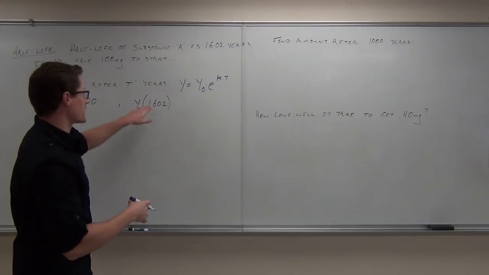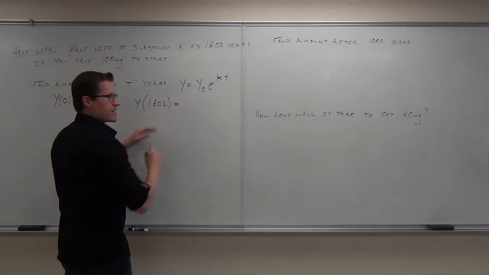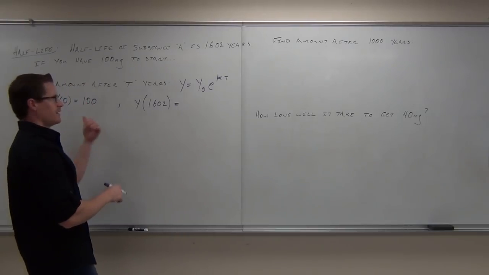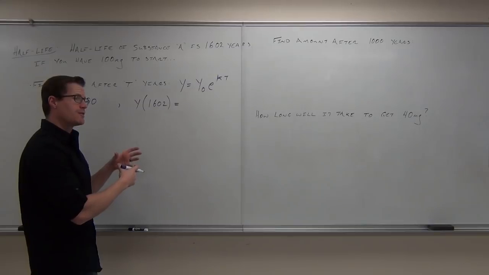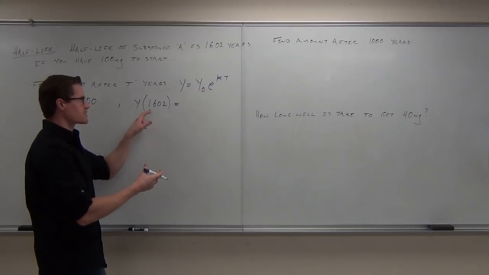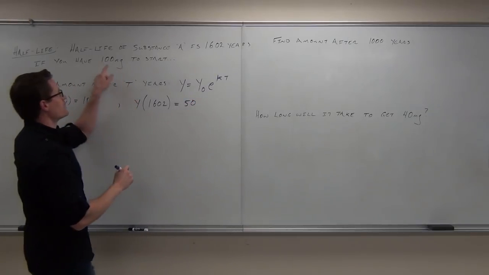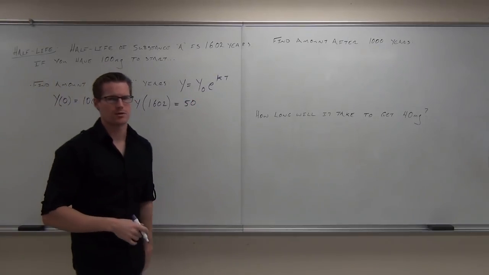It says after this amount of time, you should be able to tell me how much we have left. How much are we going to have left? 50. How'd you get 50? Half of 100. Yeah, it's half of 100. If the half-life is 1,600 years, then after 1,600 years, we're going to have half of our initial amount, or half of the 100, that's the 50.